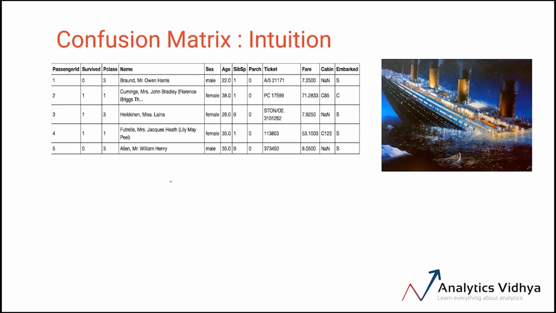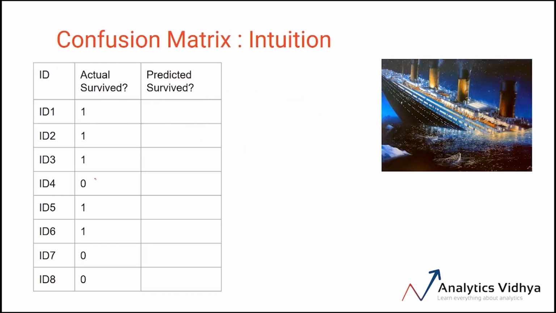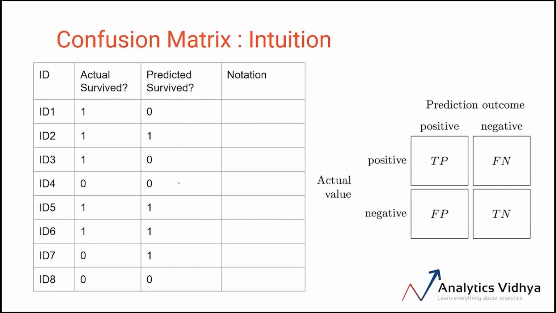Here we have a few examples from the actual dataset, and we know whether the passenger on the Titanic has survived or not, the values are given in the actual column. Now suppose we build a model and it produces these given predicted values, as in this column. Here come the notations we learned in the video. In order to compute the confusion matrix, we'll first denote each observation.